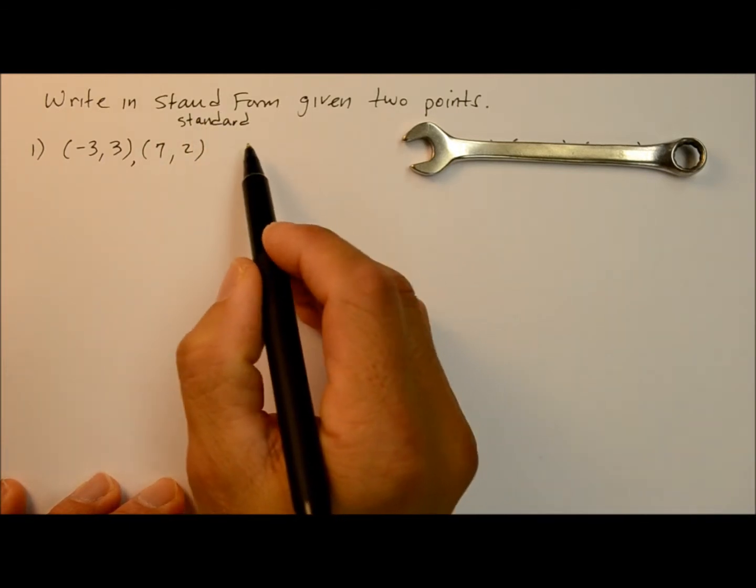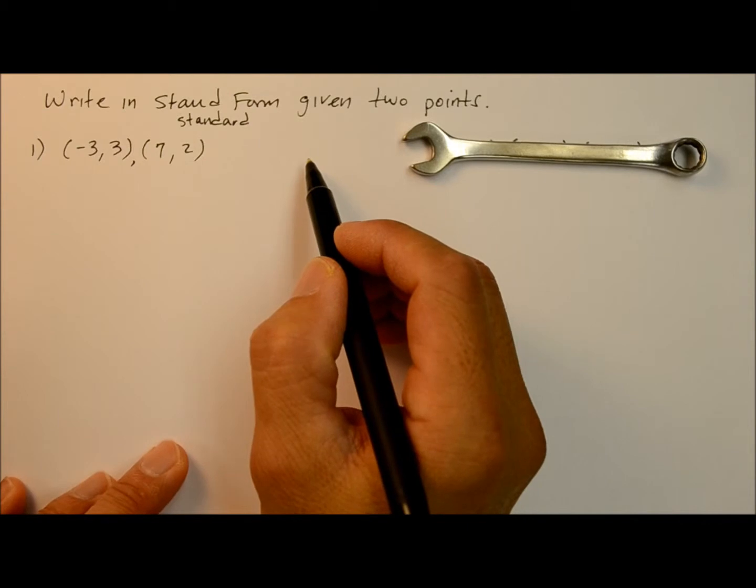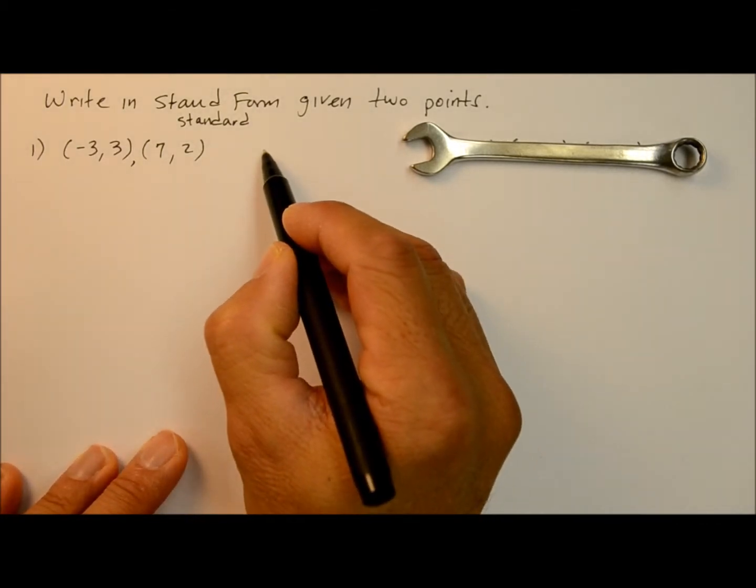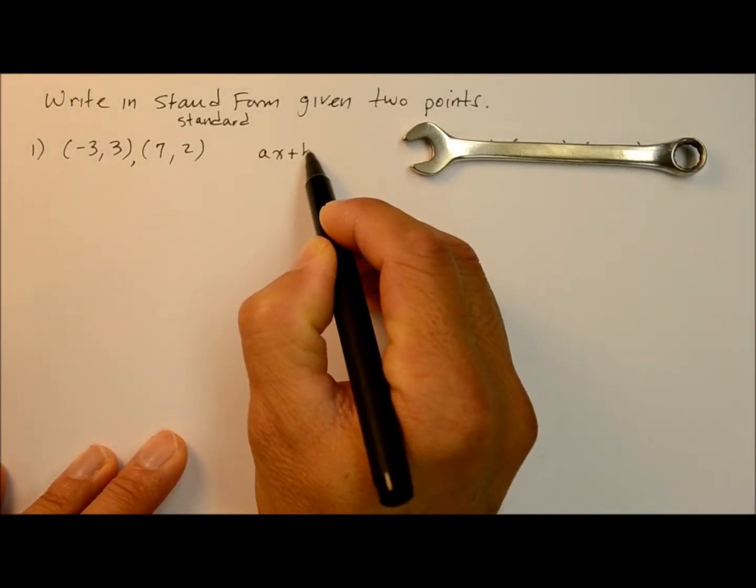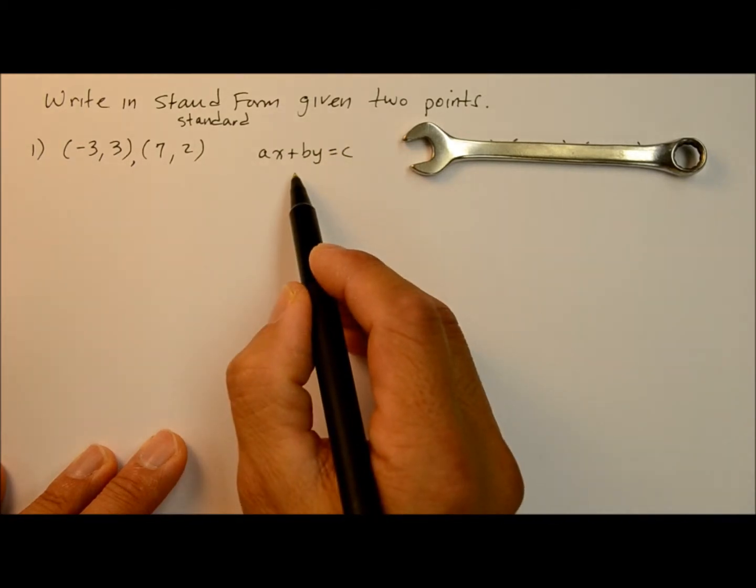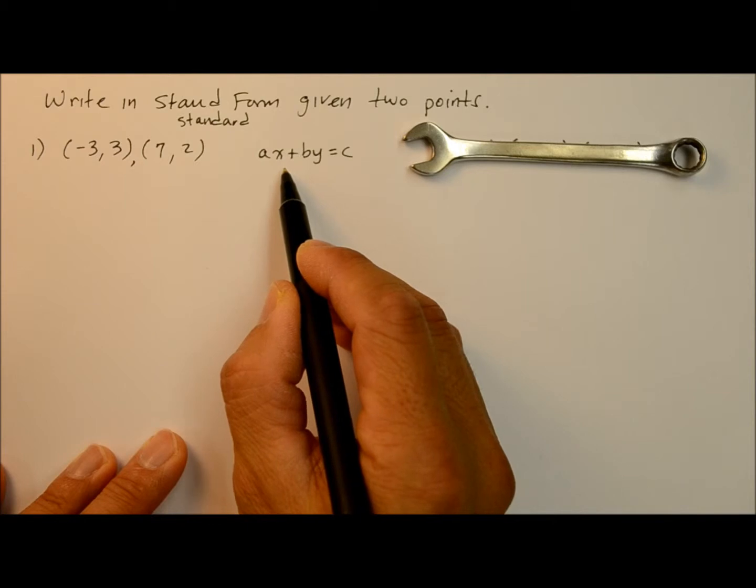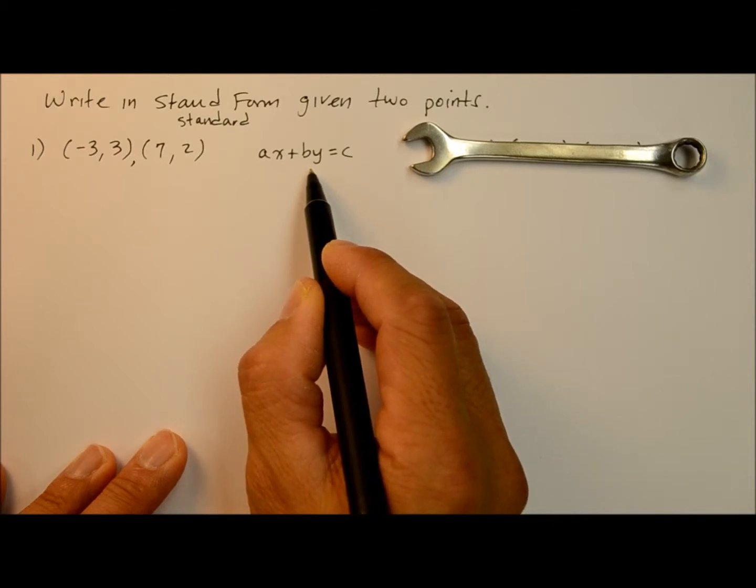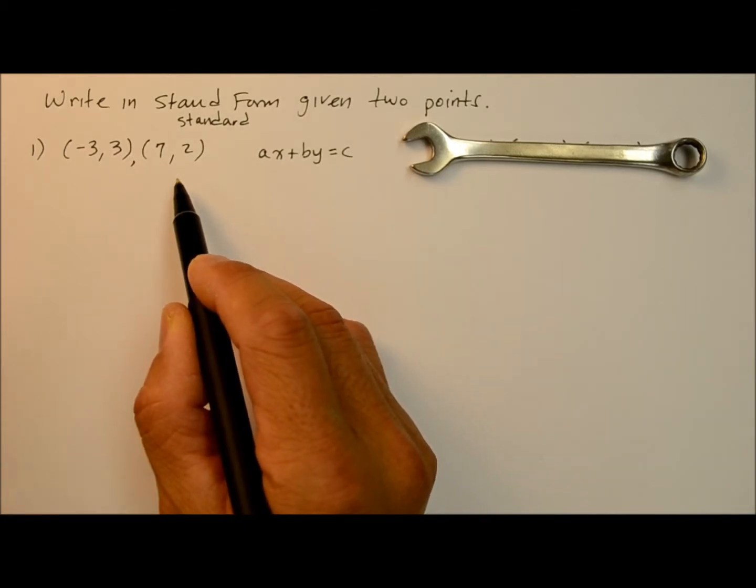Speaking of which, to write in standard form, remember the general form of the standard form? It is written as ax plus by is equal to c. And we talked about graphing using the x and y intercept in the past lessons. So let me show you how this works.